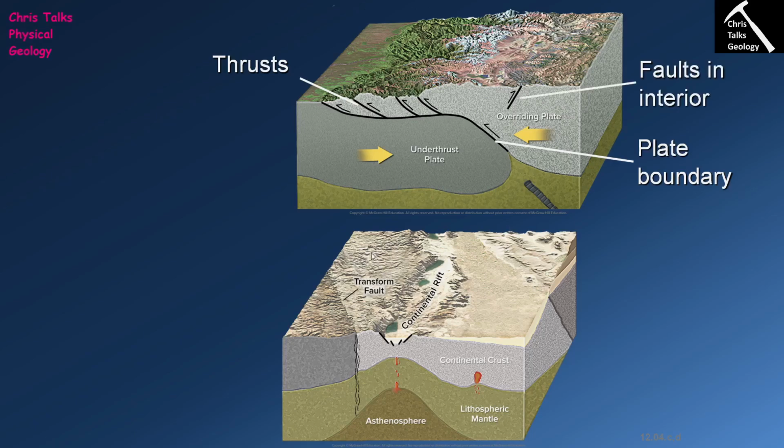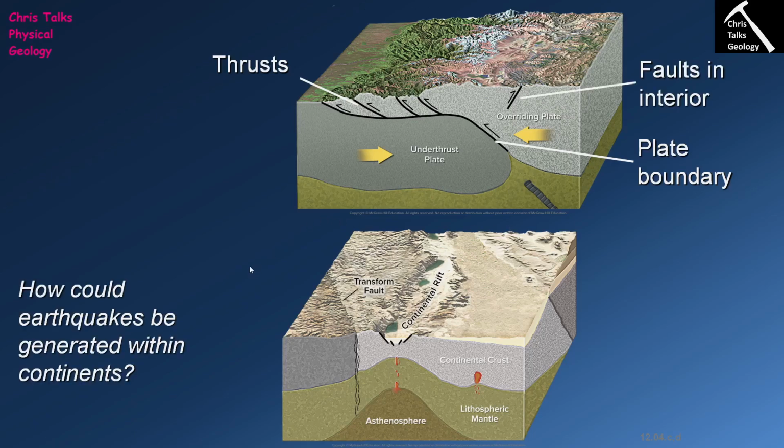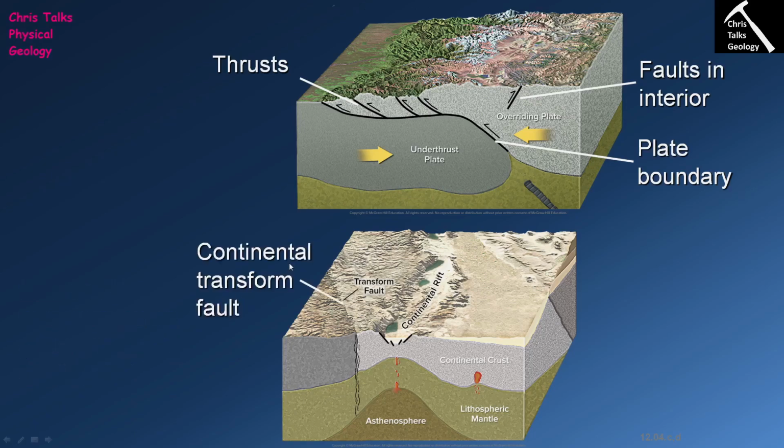Now, in terms of how do we get earthquakes generated within continents? Well, there's a few ways that we can do that. So the first most obvious way we can do it is via transform faults, or faults of any kind in general. The classic example of this would of course be the San Andreas fault, which is in California. So in that case, we have two blocks of rock that are trying to move past each other.